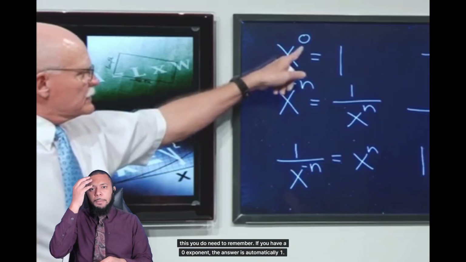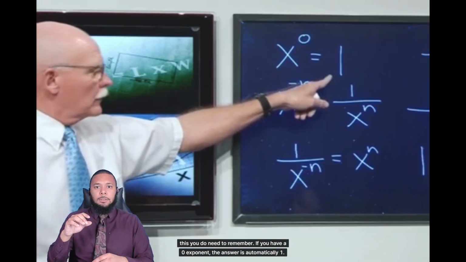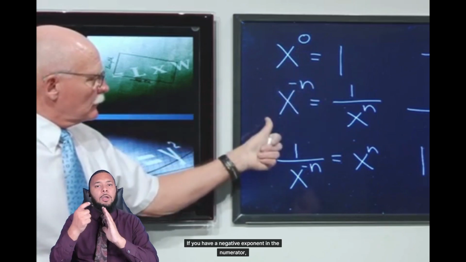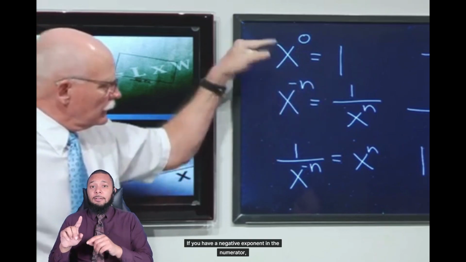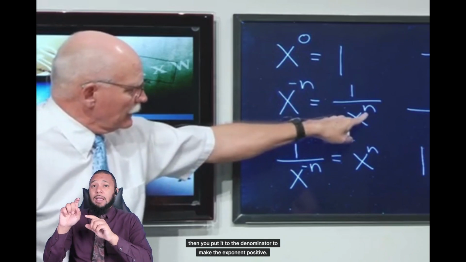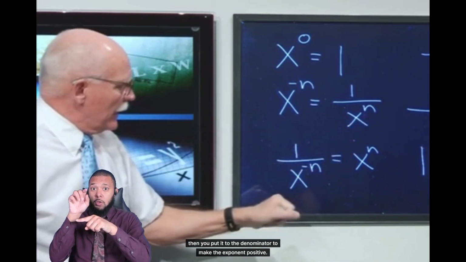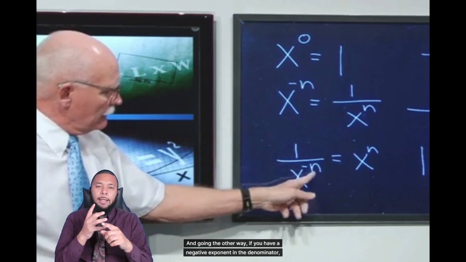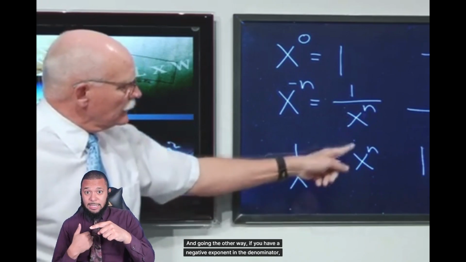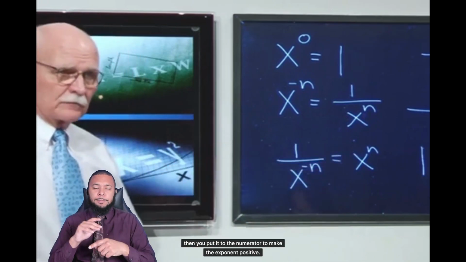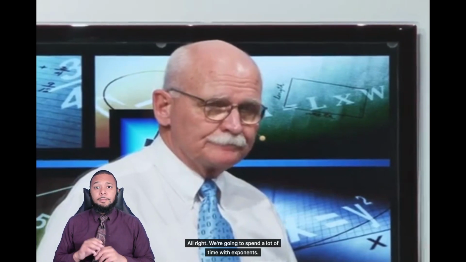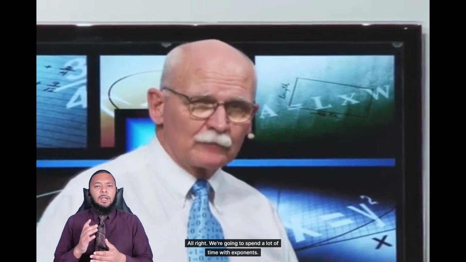If you have a 0 exponent, the answer is automatically 1. If you have a negative exponent in the numerator, then you put it to the denominator to make the exponent positive. And going the other way, if you have a negative exponent in the denominator, then you put it to the numerator to make the exponent positive. Okay? All right, we're going to spend a lot of time with exponents.